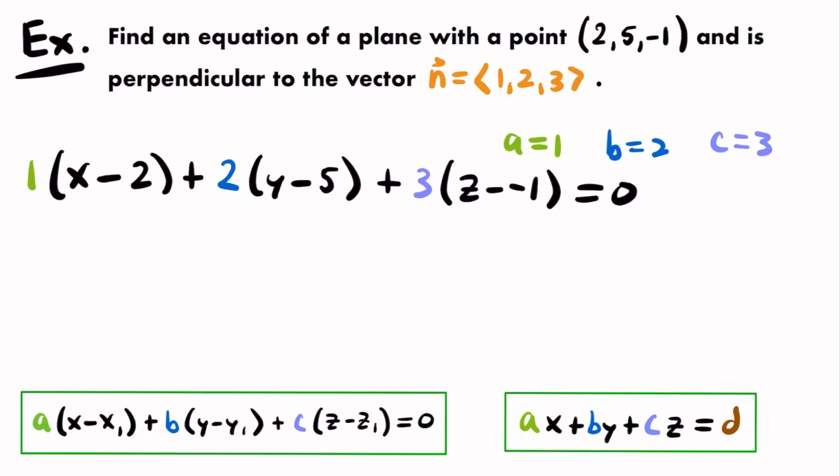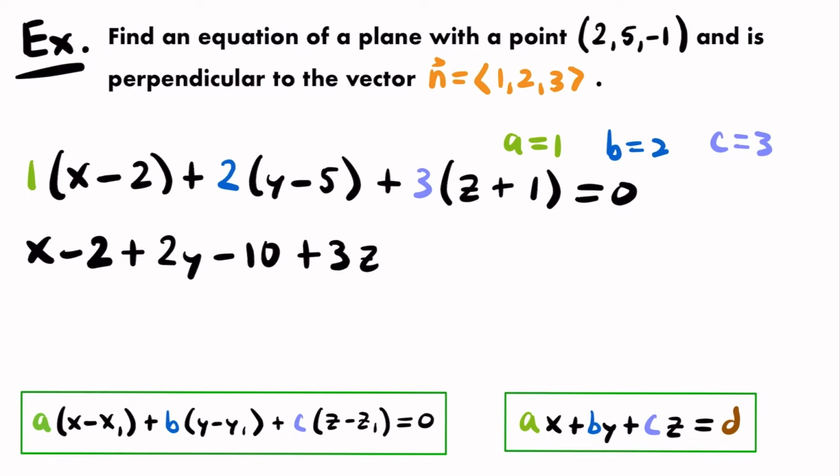1 times x minus 2 is just going to give us x minus 2. Then we'll have plus 2 times y minus 5. So we will have 2y and then minus 10. And then we have plus 3 times z minus -1. Z minus -1 is the same as z plus 1. So I'm just going to rewrite this to be z plus 1. And then 3 times z is 3z, and 3 times 1 is 3. So we have plus 3z plus 3, and that's equal to 0.